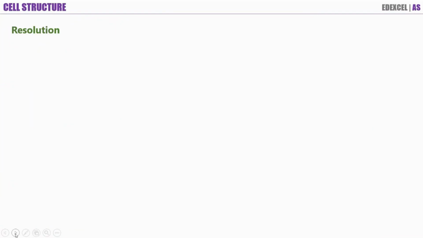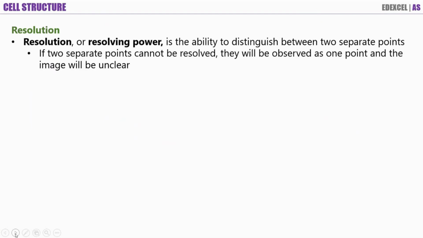Okay, now let's come to resolution. As we learned, resolution is how clearly we can distinguish between two different points. Resolution, or resolving power, is the ability to distinguish between two separate points. Clear? So if two separate points cannot be resolved, the image that we will get will be a blurry image, because you are unable to clearly distinguish between two different or separate objects. So if the resolution is less, what will happen? We will get an unclear image or a blurry image.